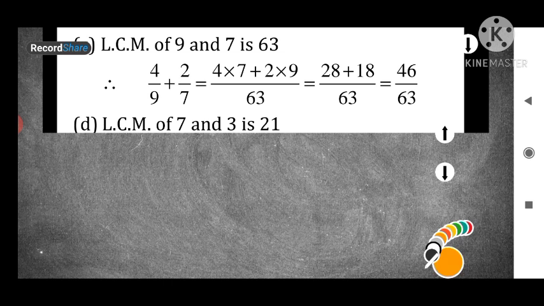Therefore 4 upon 9 plus 2 upon 7. Now 4 into 7. So this 7 came from where? 9 divide with 63, you will get what? 7 plus 2 multiply with 7 divide 63 is what? 9, isn't it? If you will divide 63 with 7, you will get what? 9. So you will multiply 9 with 2. Now 4 7s are 28 plus 2 into 9 is 18. Now if you will plus both, how much we got? 46 upon 63. Okay, 46 upon 63.